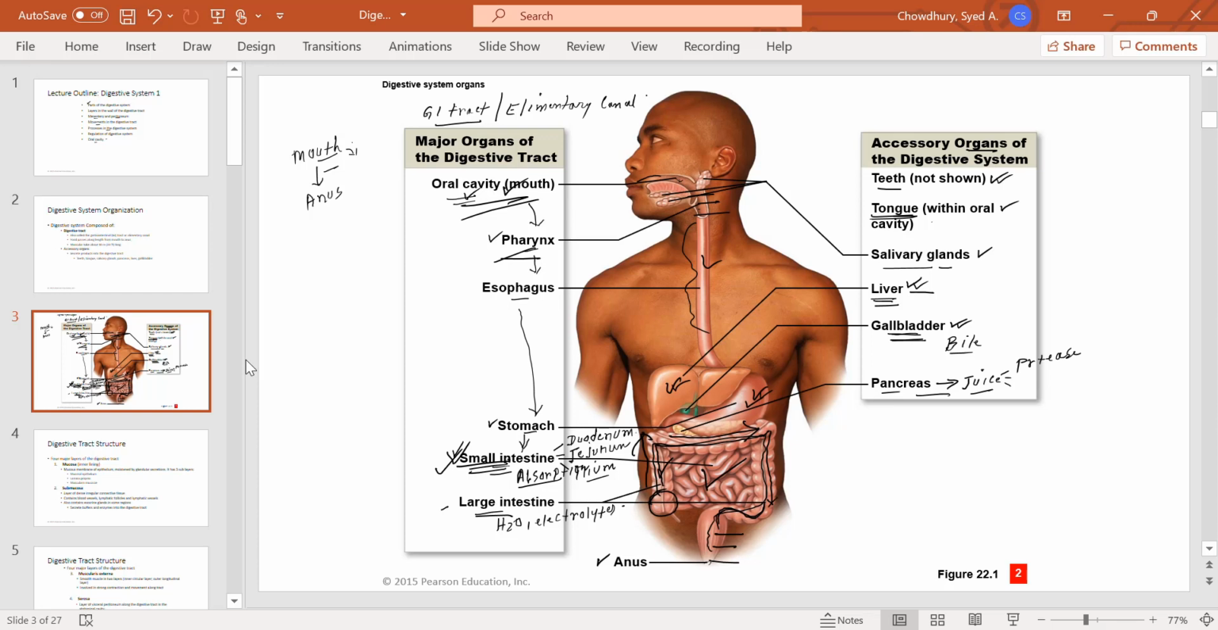Protease, and lipase, lipid, and amylase, carbohydrate. So these are the enzymes that end with ASE. Okay, so you see these accessory organs are helping in digestion, either mechanically, then swallowing of the food, as well as breakdown of the food by secretion of chemicals.